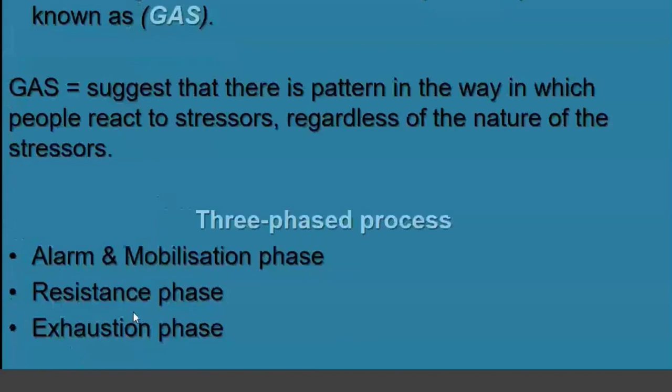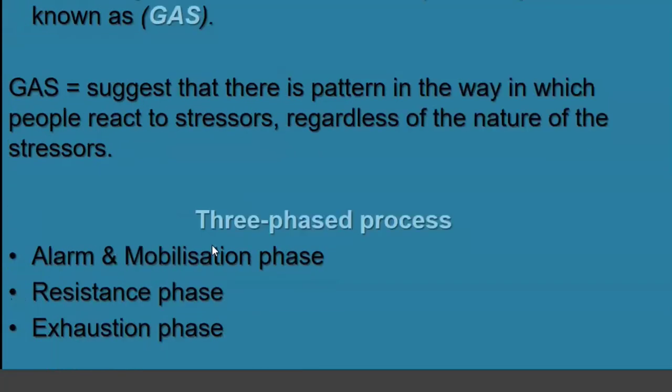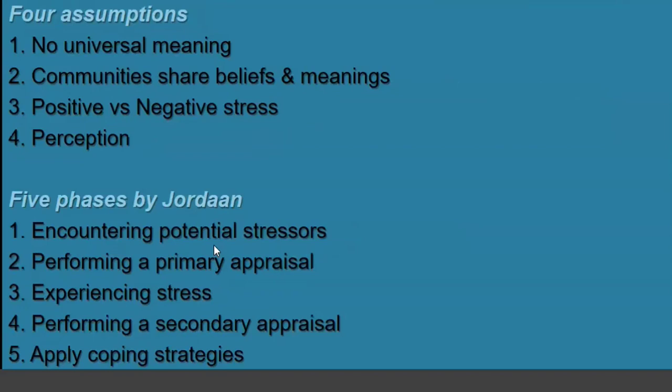Hansen is 3 phases. Make sure that you can differentiate the two, particularly during multiple choice. Hansen is 3 phases: alarm, resistance, and exhaustion phase. Whereas here, Jordan's phases are 5. Encountering potential stressor. Instead of saying alarm and mobilization phase, here they say encountering potential stressor. First contact of the stressor. When you see that stressor the first time, you see a lion.